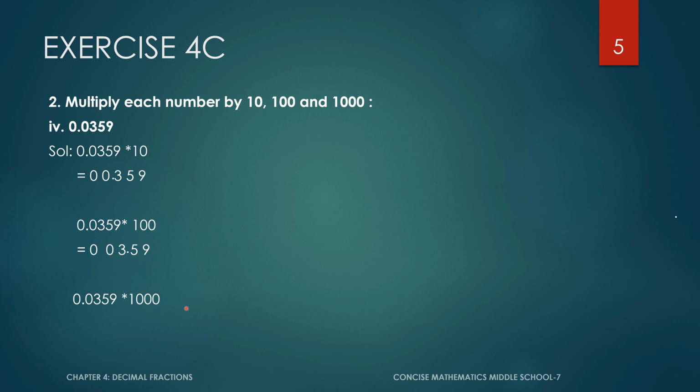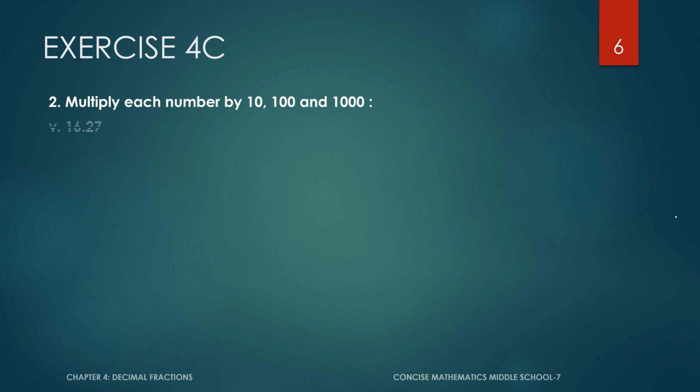Now you have to move it 3 times since it is multiplied with 1000. The point is over here. If you move the 3 points on the right side, this is what you get. Then you can read it as 35.9. Here is our fifth question. 16.27 is multiplied with 10. Even here, this is the point, and you have to move one place towards the right side. So it becomes 162.7.